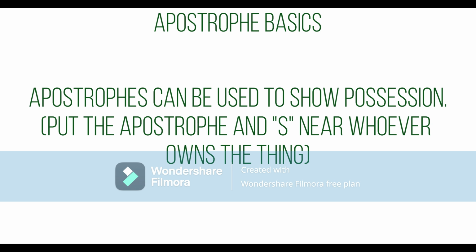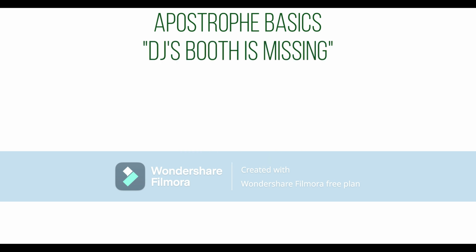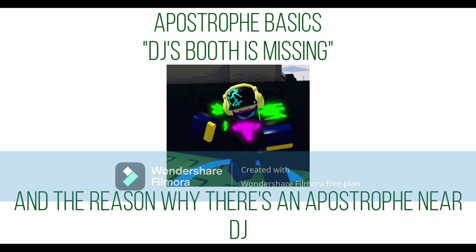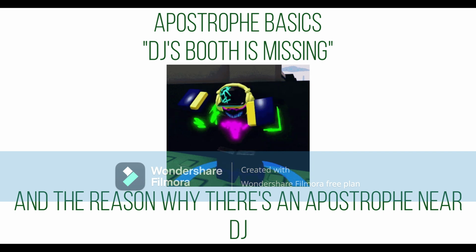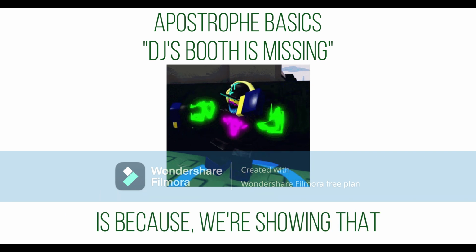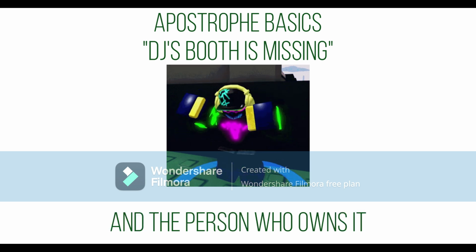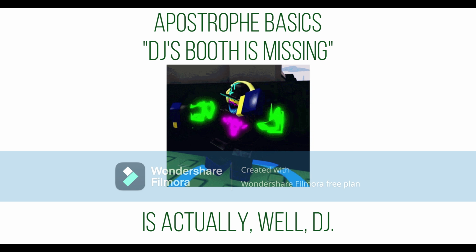And another way to show possession using an apostrophe is by putting the apostrophe next to whoever owns the thing. Like, for example, we can have DJ's booth is missing. And the reason why there is an apostrophe between DJ and s is because we're showing that the booth and the person who owns it is DJ.